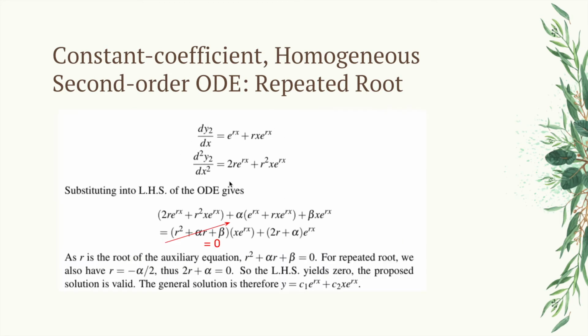Substituting the second solution into the equation, where its first and second order derivatives are displayed here, we have this. Notice that we can regroup the terms, and the first term here is 0 due to the auxiliary equation requirement. The second term is also 0 due to r equal to negative alpha over 2 in the quadratic polynomial that has a single repeated root. So x e to rx causes the ODE to vanish, and therefore it's a valid solution. And the general solution would be y equal to c1 e to rx plus c2 x e to rx.